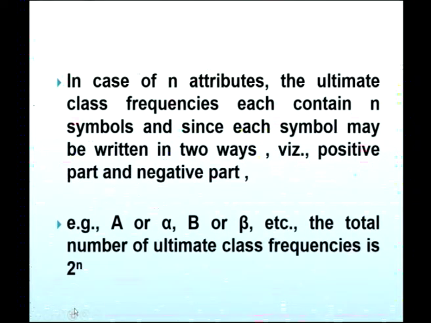In case of n attributes, the ultimate class frequencies each contain n symbols, and since each symbol may be written in two ways, with positive and negative part, we have the class frequency as n. Example, A or alpha, B or beta, etc. The total number of ultimate class frequencies is 2 power n.